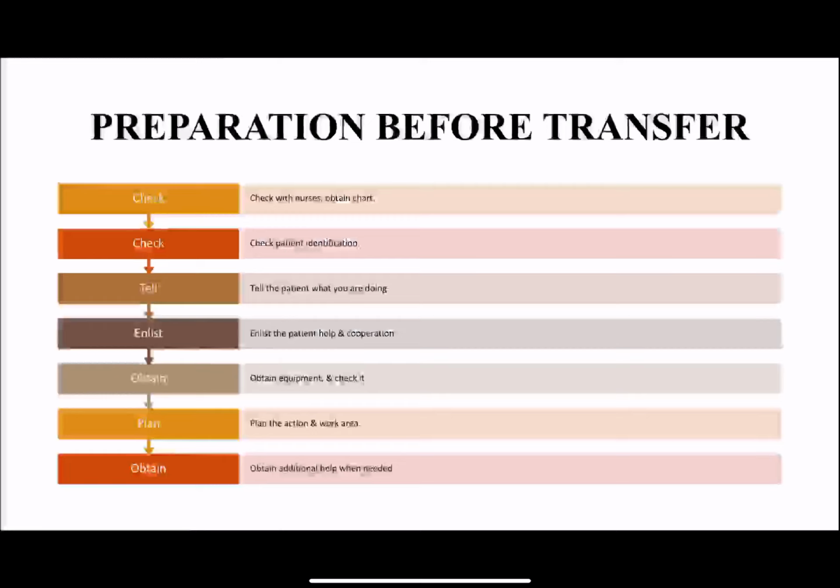Before we transfer the patients, we must prepare them. First, we must check with nurses and check the patient identification, tell the patient what we are doing, and enlist the patient's help and cooperation. We must obtain equipment and check it, plan the action and the working areas, and obtain additional help when needed.